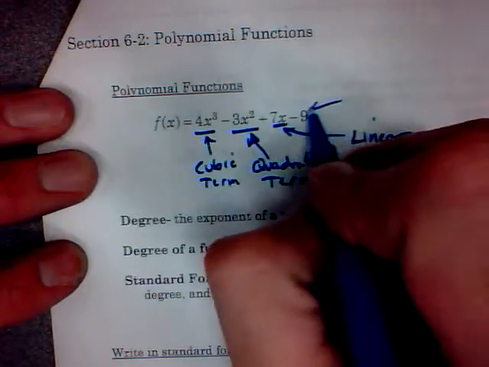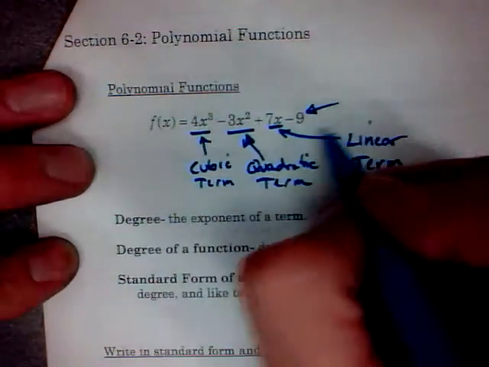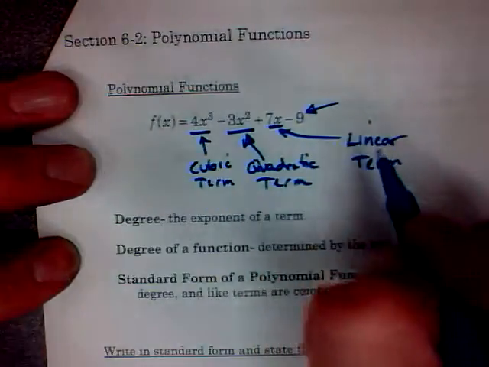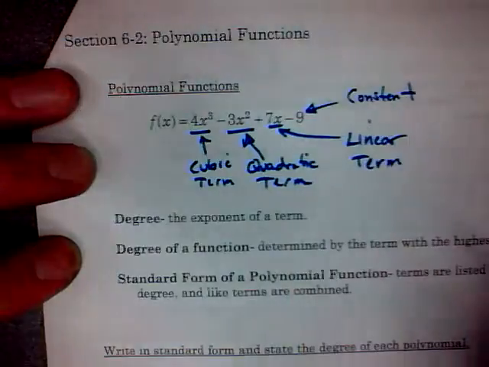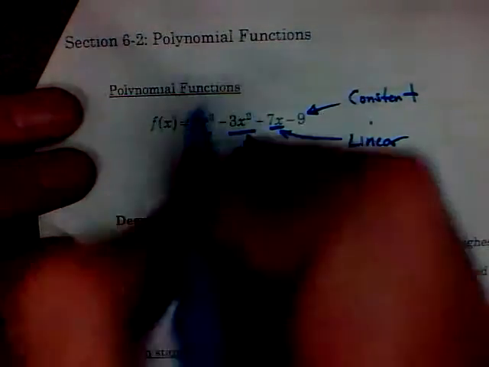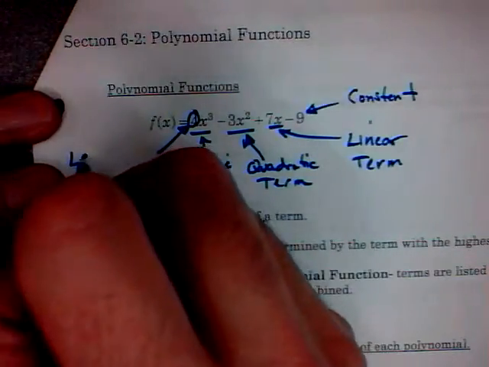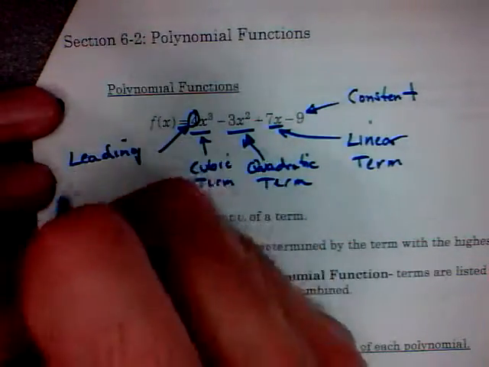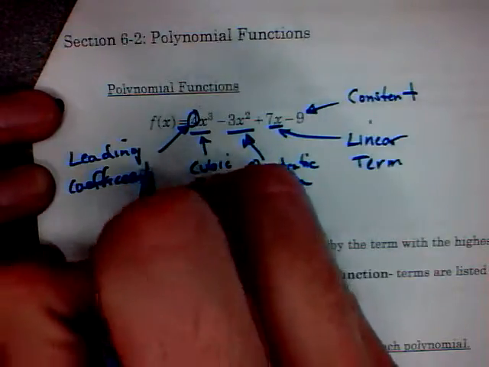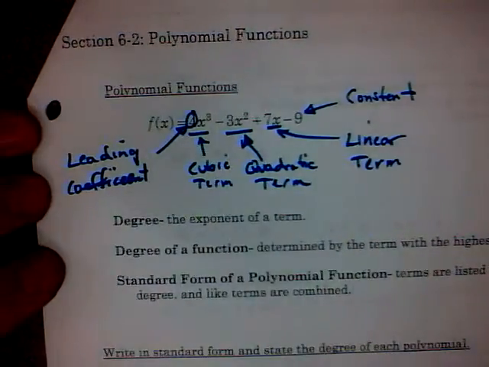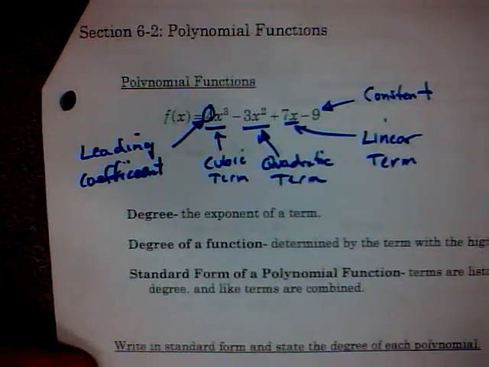And then the last term here is just a minus 9. There's no chance that that 9 is going to be anything other than a minus 9 ever because there's no variable attached to it. So we call that constant because it always remains the same. Okay. And then this number out in front here, this 4, this is called the leading coefficient. And we use that back in the quadratic unit to decide whether the quadratic opened up and down, whether it was wide or narrow. Okay?